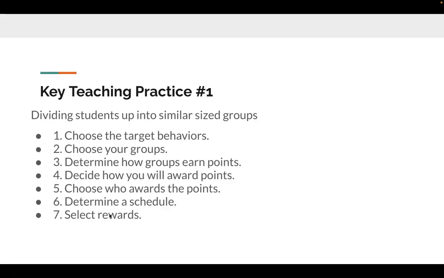Step 1, getting a target, is where we show the students what is wanted and expected. Step 2 is choosing groups. This approaches cooperation. Step 3 is determining how groups get points. There are 3 ways that a group can get the points: interdependently, dependently, or independently. Step 4, deciding how you will award points. This is done by either a reward system or a response cost system.